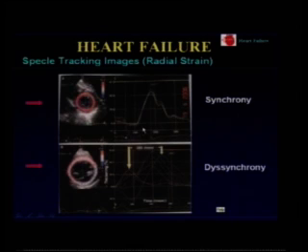Now, there are speckle tracking images available, and these images show the radial strain. This is a short axis left ventricle, which you can see, and from the various segments of that ventricle, the Doppler velocities or the strain patterns are being taken. The radial strains are synchronized in the normal person, whereas in the lower field you can see that they are all dyssynchronous.